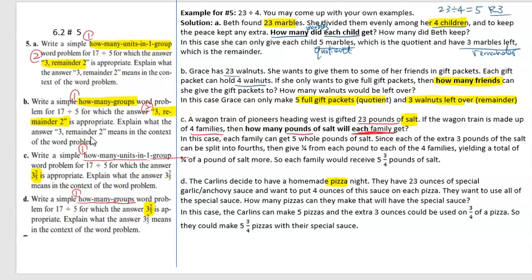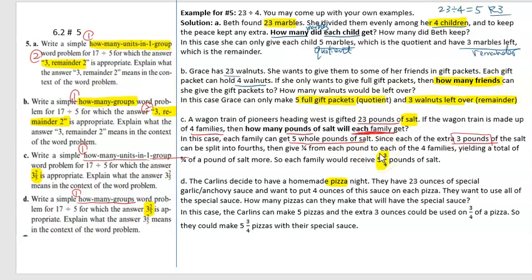And notice again, the answer is every family will receive 5 whole pounds. But for the remainder 3 pounds, we can take each pound. So the first pound, divide by 4. Each family received 1/4. And second pound, each family received 1/4. The third pound, each family received 1/4. Together, that's 3/4. And so the answer is a mixed number.